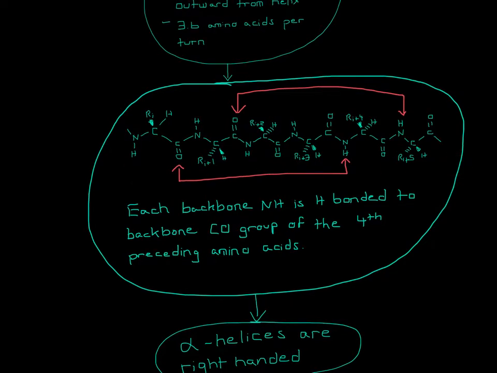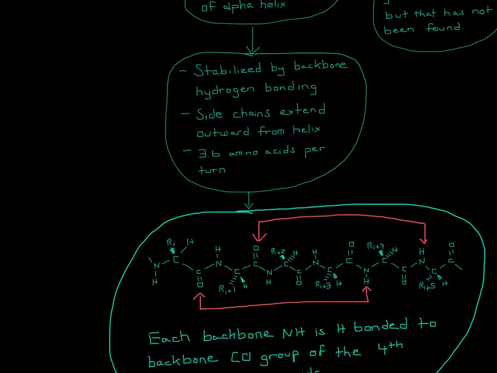And so what is it talking about when it's talking about hydrogen bonding? Well, each backbone NH bond, right? You have nitrogen and hydrogen right there, bonded to the backbone CO group of the fourth preceding amino acid. Notice how this bond of the fourth amino acid is bonded to the first amino acid, right? So it's bonded like that. So the fourth preceding amino acid. That's what it's talking about when it's talking about hydrogen bonds over here, stabilized by backbone hydrogen bonding.